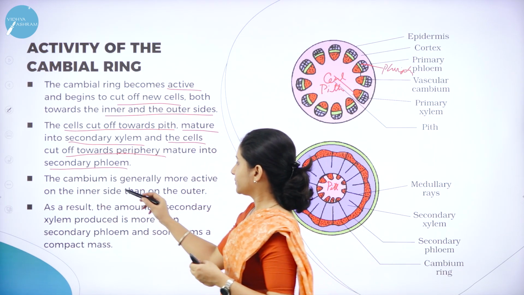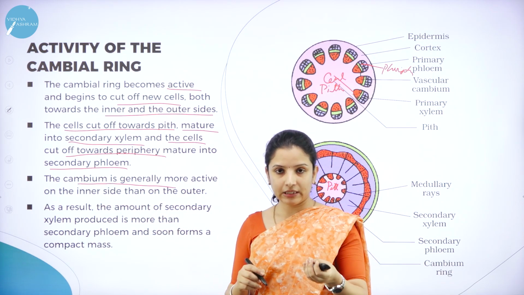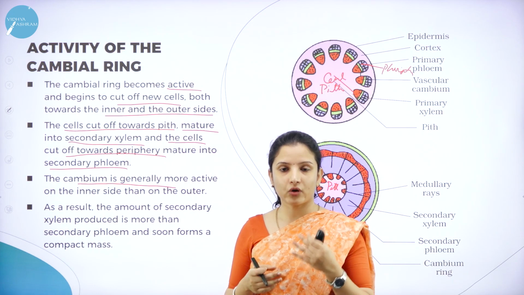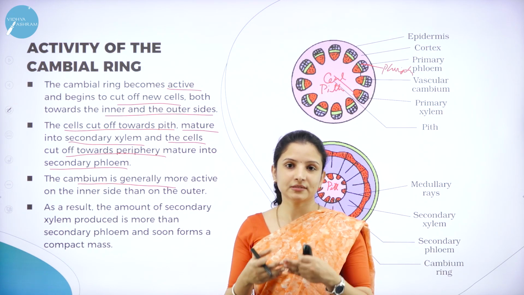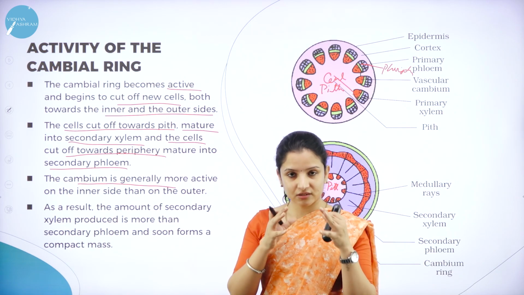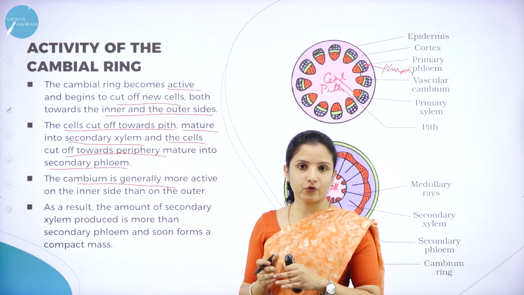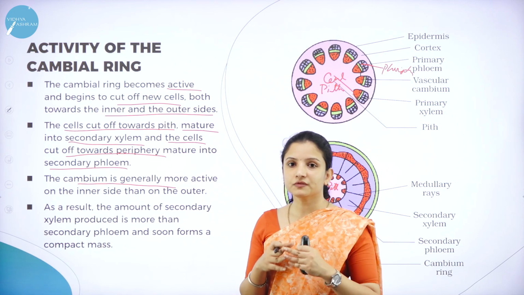So therefore the cambium is actually more active on the inner side than the outer side. Always remember, the cambium is more active towards the xylem cells. Therefore the formation of the xylem cells is more when compared to that of the phloem cells. This is one important factor that you need to remember in the case of secondary growth.